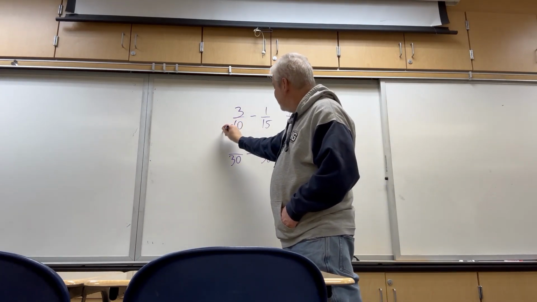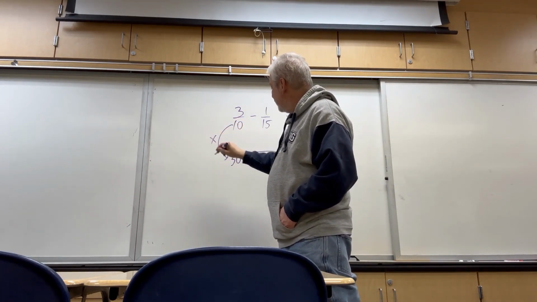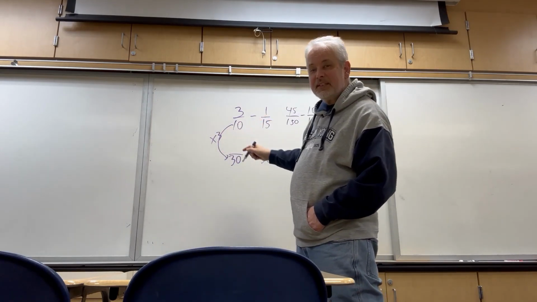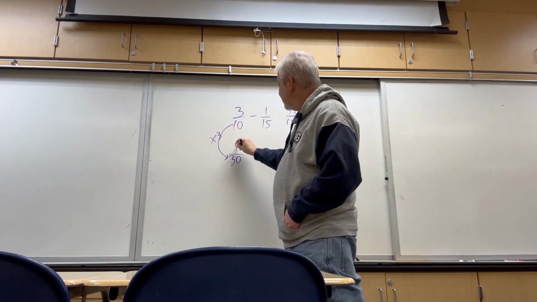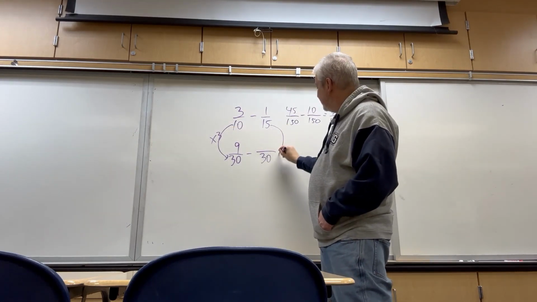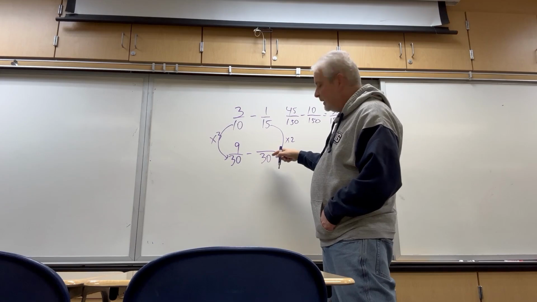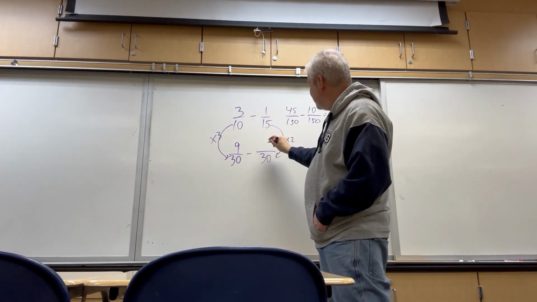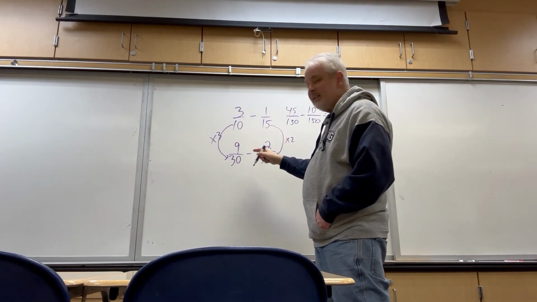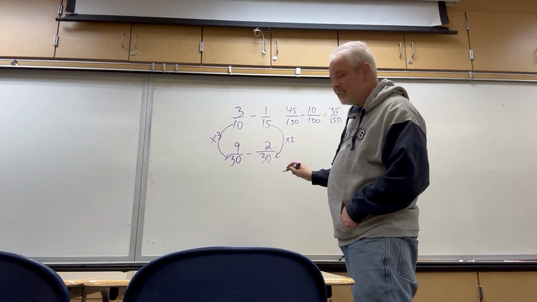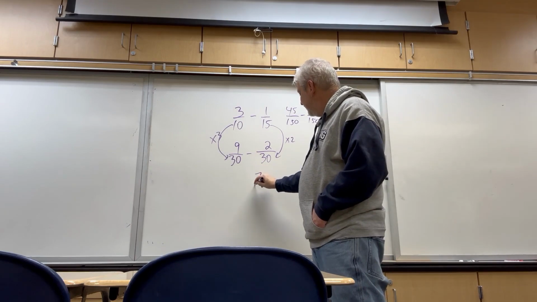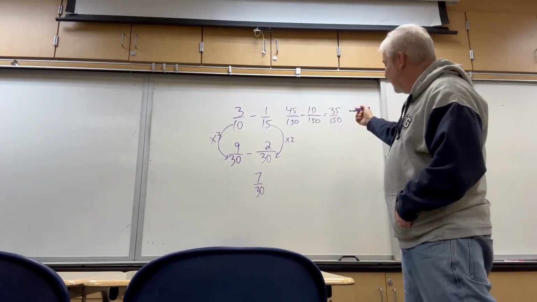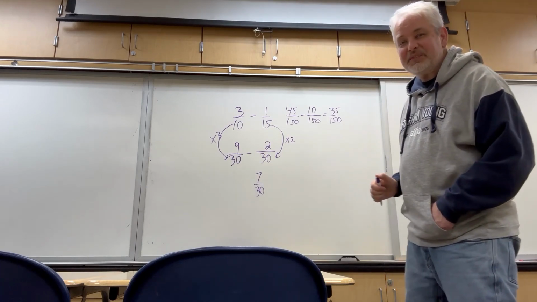And so we say 10 times what is 30? 10 times 3 is 30. So whatever you do to the bottom, we have to do to the top. So 3 times 3 is 9. And 15 times 2 is 30. So whatever you do to the bottom, we do to the top. So 1 times 2 is 2. So now we have 9/30 minus 2/30. 9 minus 2 is 7/30. Okay? And that happens to be the same thing as 35 over 150. It's just a more reduced version.